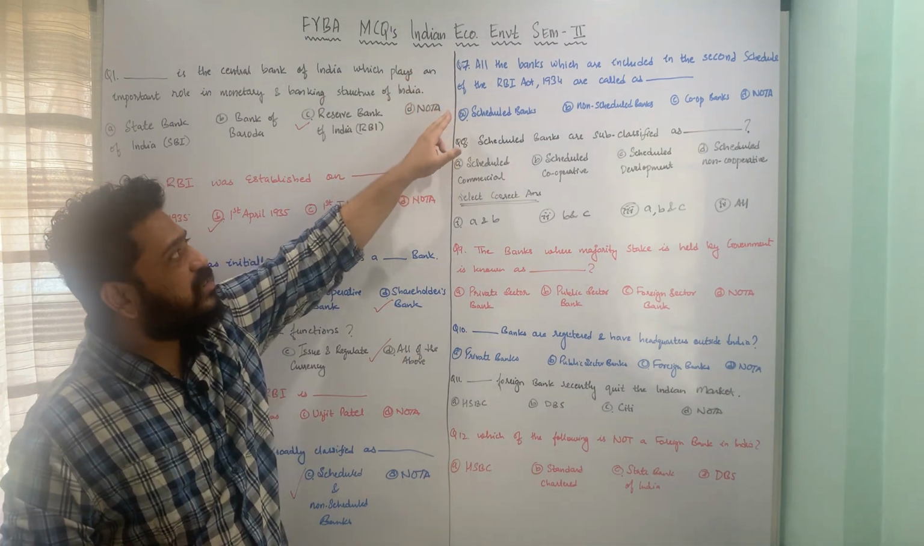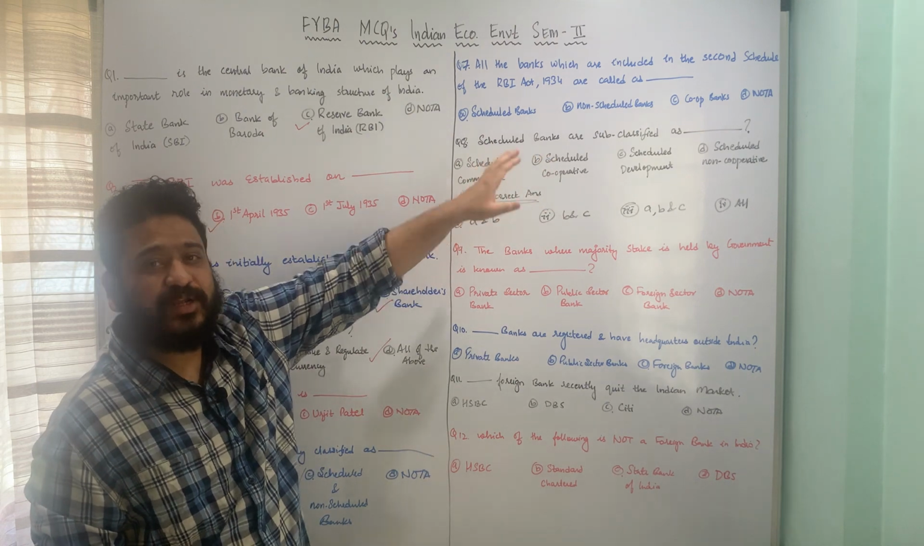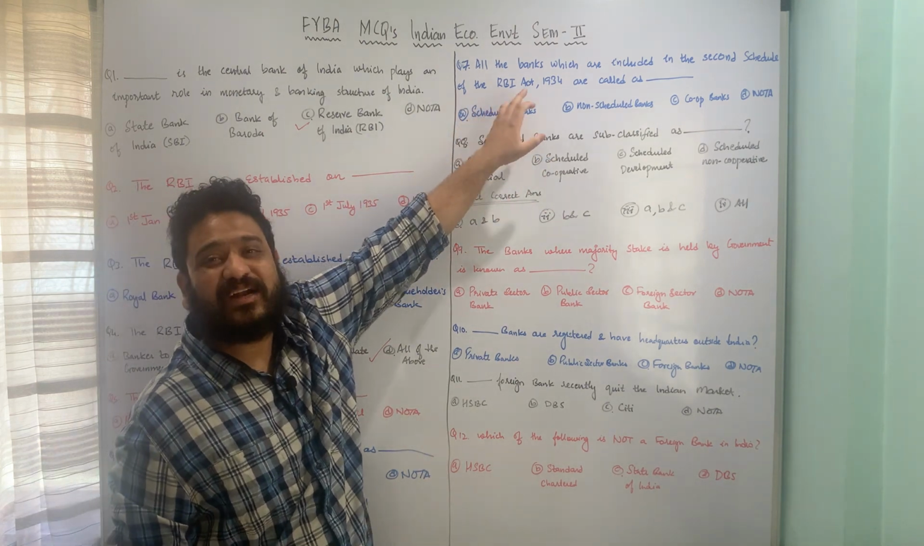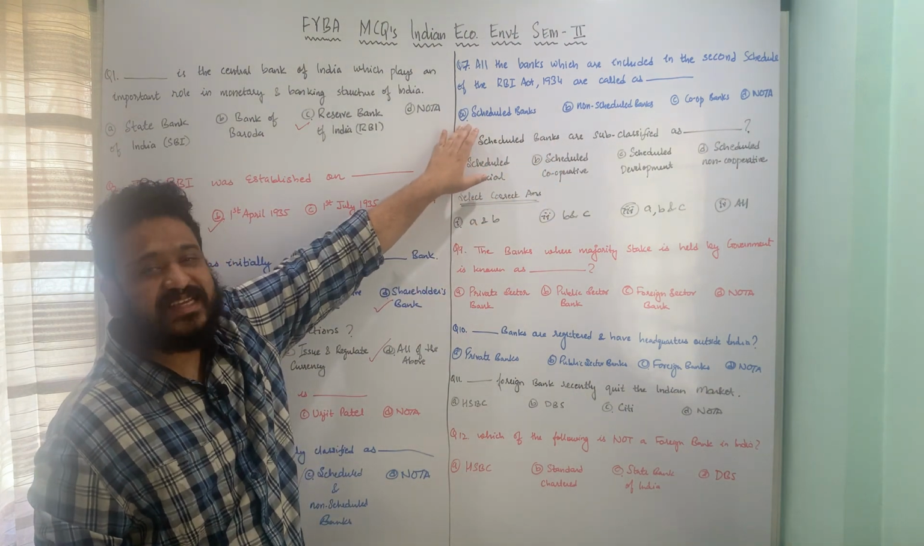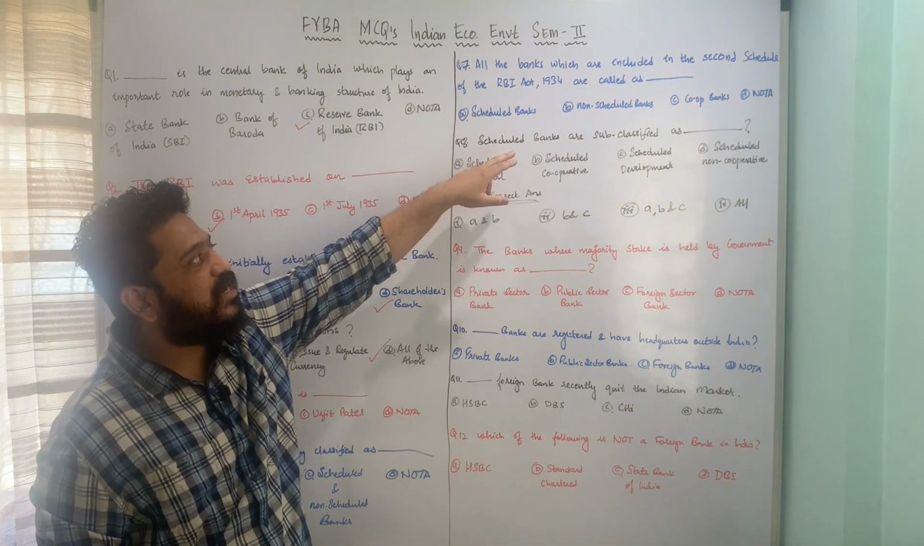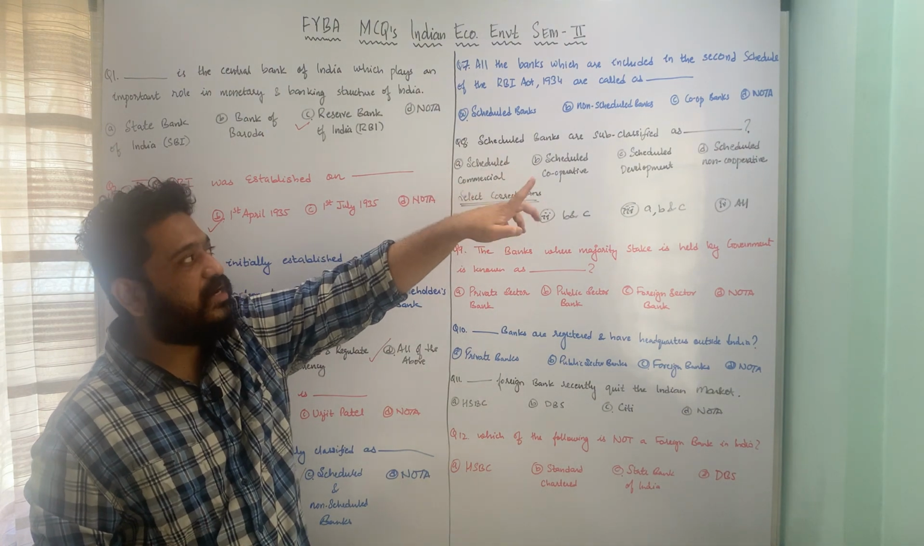So here the question is, all the banks which are included in the second schedule of the Reserve Bank of India Act of 1934 are called as dash, whether they are called as A, scheduled banks, B, non-scheduled banks, C, cooperative banks, or D, none of the above.